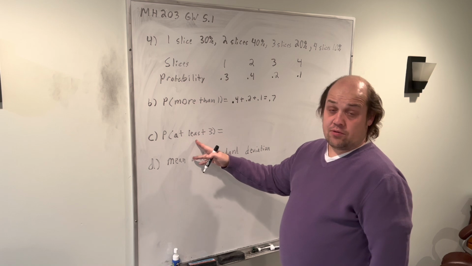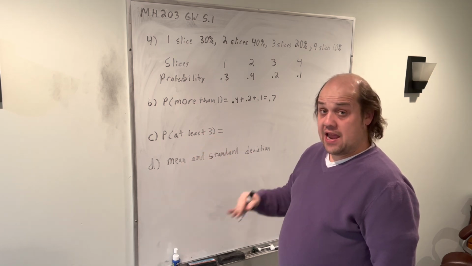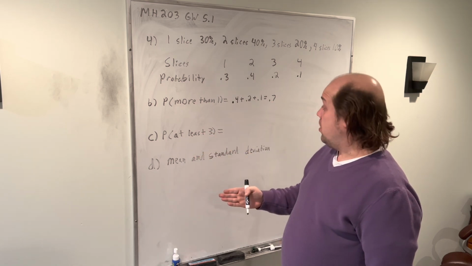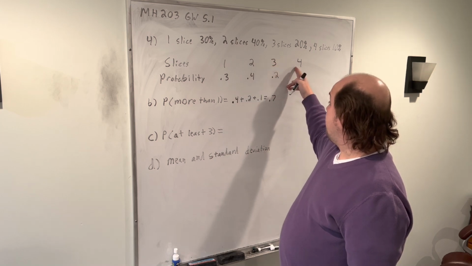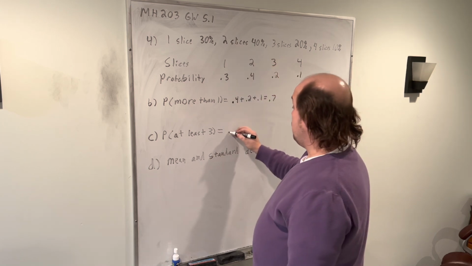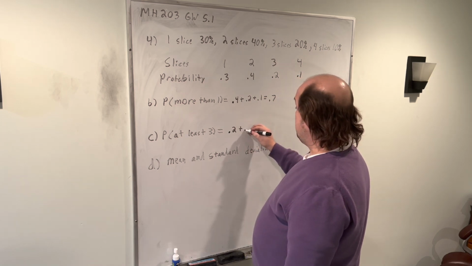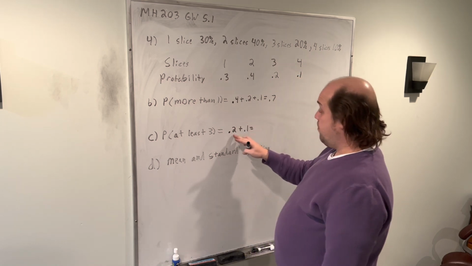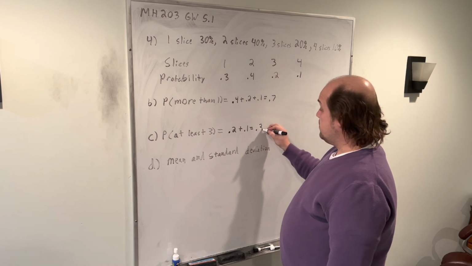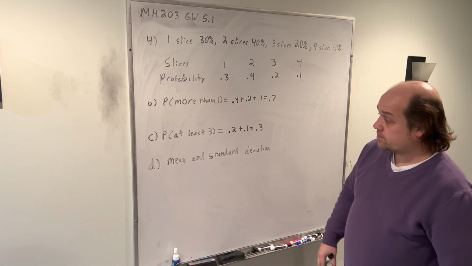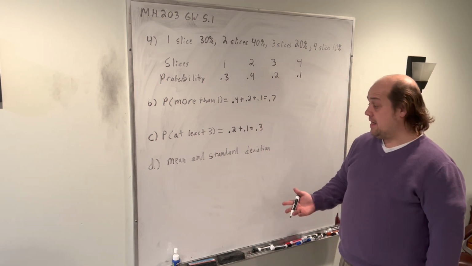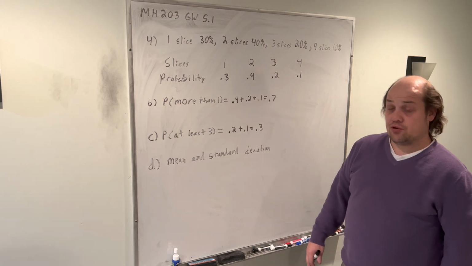For at least 3, that does include 3. At least 3 says 3 or more, so it includes 3 or 4. 3 slices occurs 20% of the time, or 0.2, and 4 slices occurs 0.1. When I add them together, 0.2 plus 0.1 gives me 0.3. Finally, we're asked to find the mean and standard deviation for this distribution.